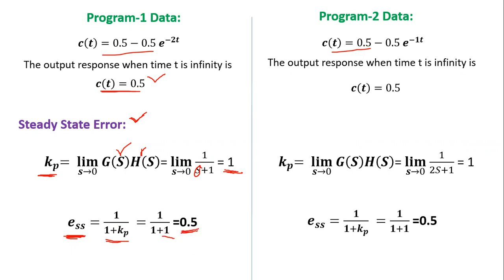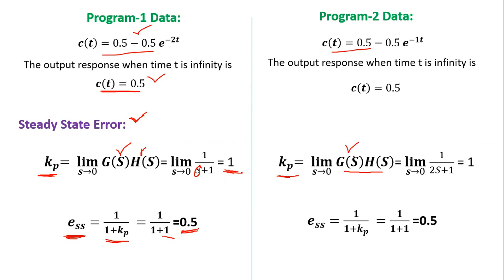Steady state error will be 0.5 for the first case. In the same way, for the second case, we also need to cross check the steady state error. In the second case also, we are giving a step signal as an input. If we give a step as an input, then the error constant is the positional error constant, which is the limit as s tends to 0 of G(s) H(s).